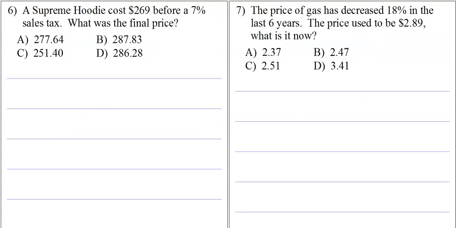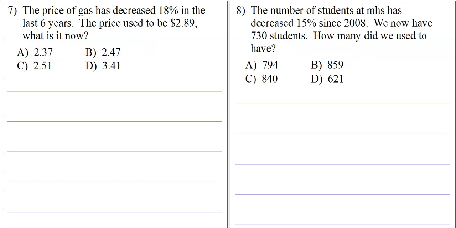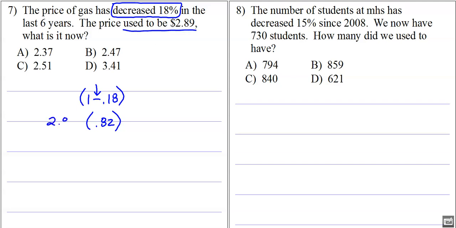All right, jumping forward. 7 and 8. Number 7, price of gas has decreased by 18%. So I know somewhere in here there's going to be a decrease of 18%, which really means 0.82. Now, you don't have to change 0.82. You could have just left it this way. It'd be more stuff to type on your calculator, but who cares? The price used to be $2.89. What is it now? So again, just multiply straightforward times 0.82. You're looking at 2.3698, which rounds to 237.